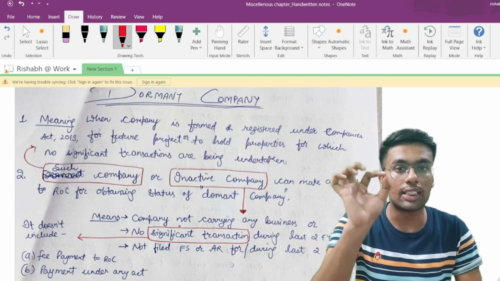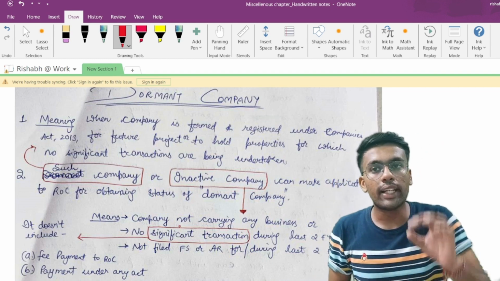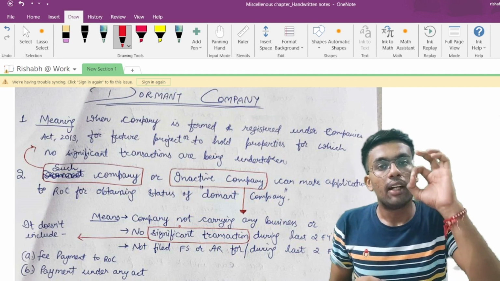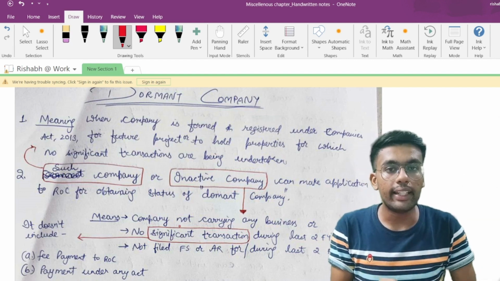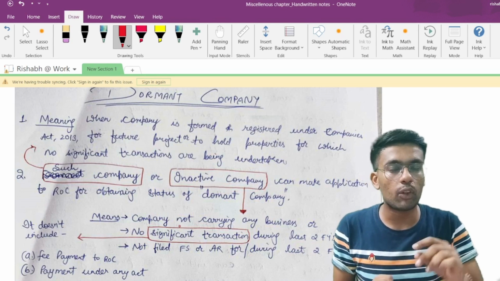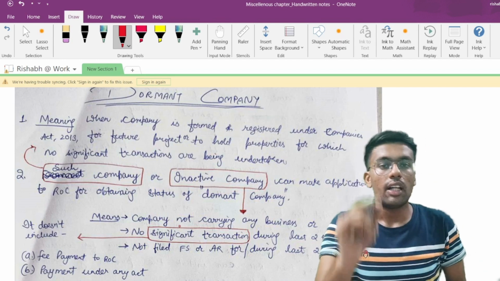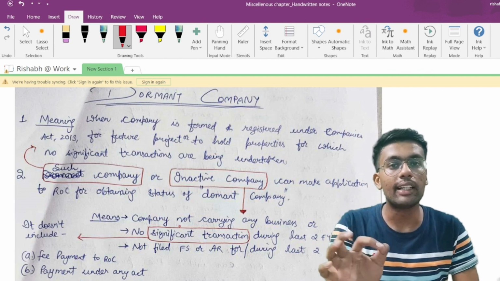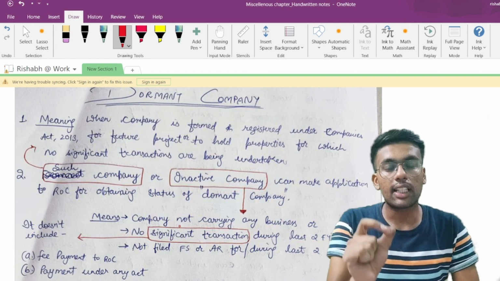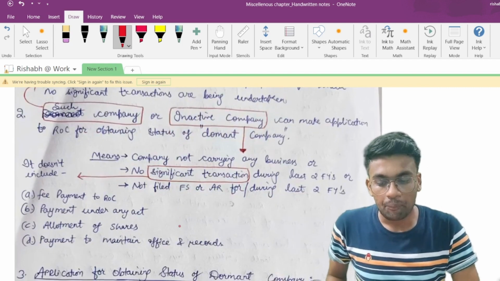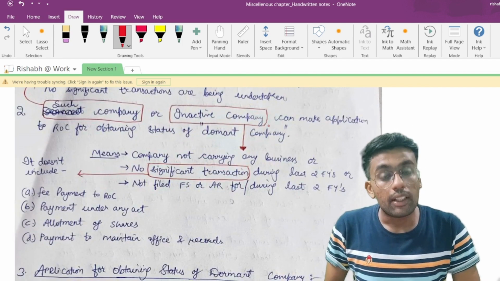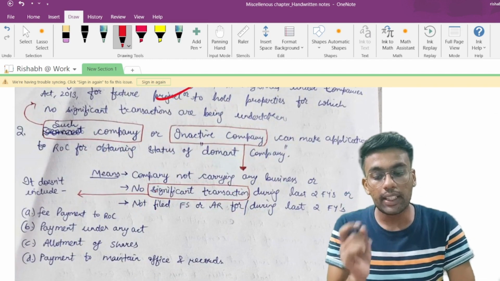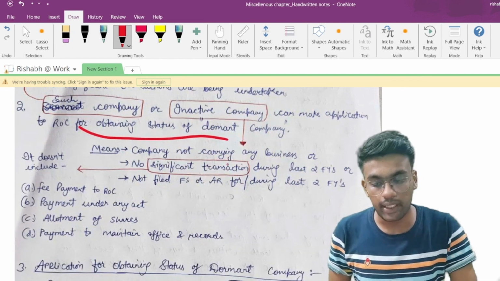Then such a company would be considered as an inactive company. This MCQ was asked in my examination: a company has not undertaken any kind of significant transactions in the last 2 years. Is it a dormant company, an inactive company, or a Nidhi company? The correct answer was an inactive company. You cannot say a company is a dormant company until it has obtained a certificate from the Registrar of Companies. Such a company can make an application to the ROC for obtaining the status of a dormant company.